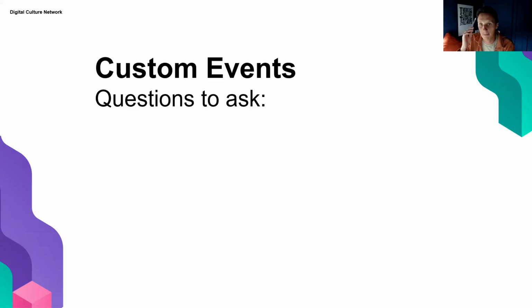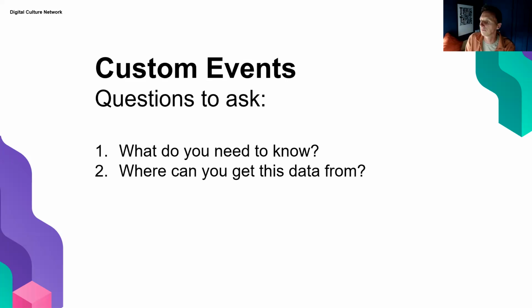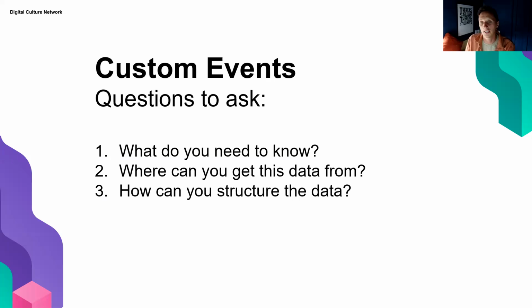So when you're thinking about custom events, custom data going into GA4, these are the questions to ask. What is it you need to know? So what is it about your website that you want to track that's going to give you additional information for you to make decisions on? Where can you get this data from? Does it already exist within the system? Can you use a plugin, or do you need to use Google Tag Manager? And then lastly, how do you structure the data? We're going to look at some examples of events versus parameters in a second.